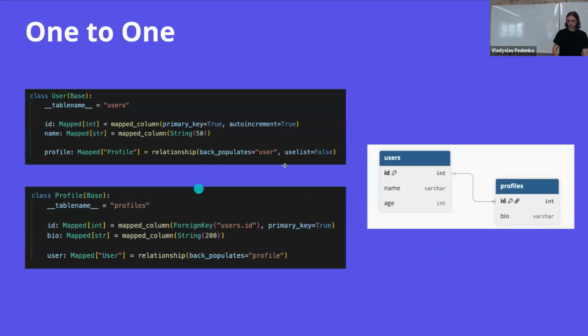But we also have the uselist parameter in relationship, and we use it when we have a one-to-one connection. So here you can see that User and Profile have a one-to-one connection, and inside the User model, the User class, we have the field profile mapped to Profile. And this is a relationship. back_populates user, because in Profile we have the relationship user, and uselist=False, because it's one-to-one.